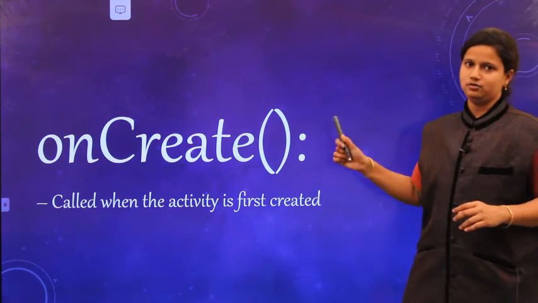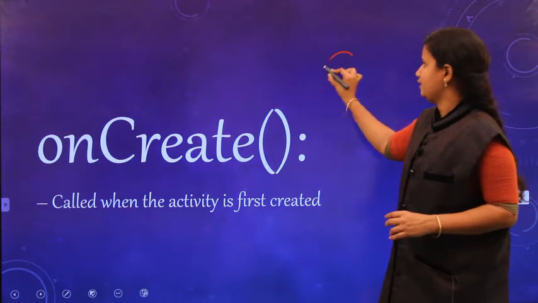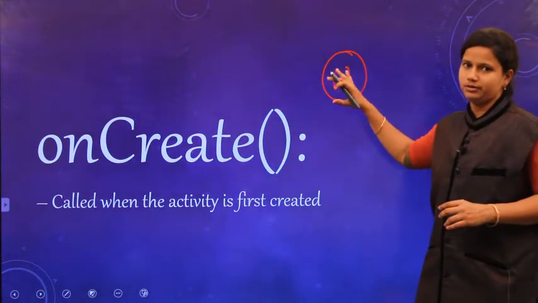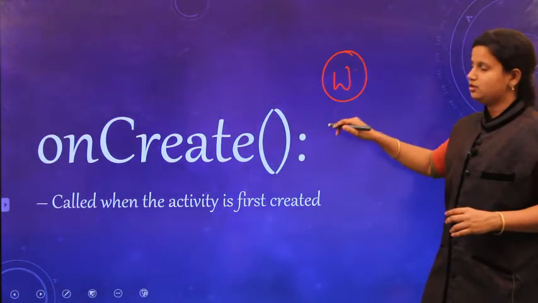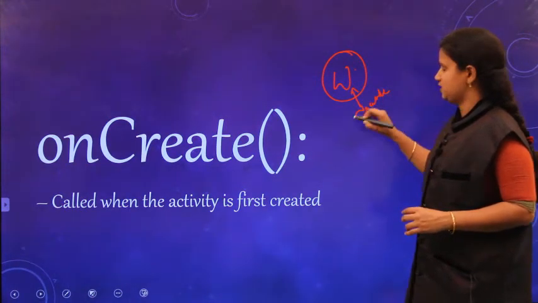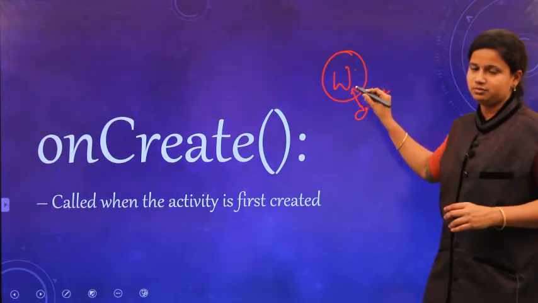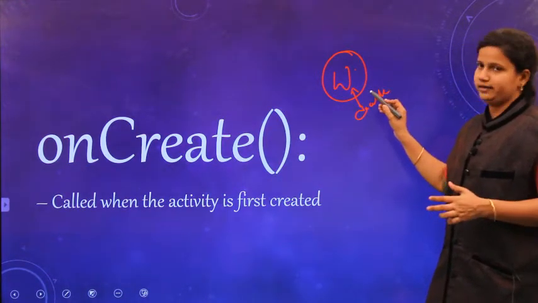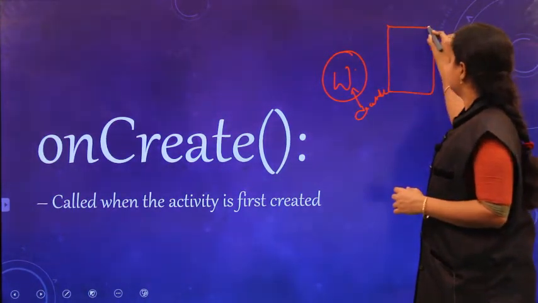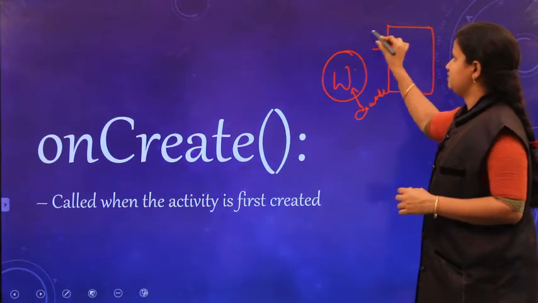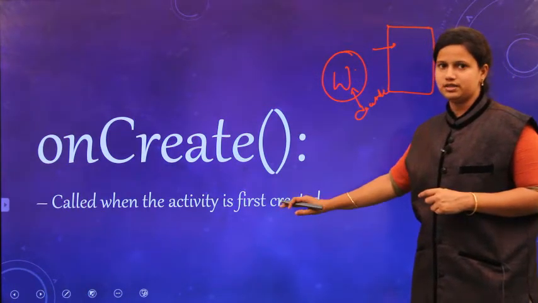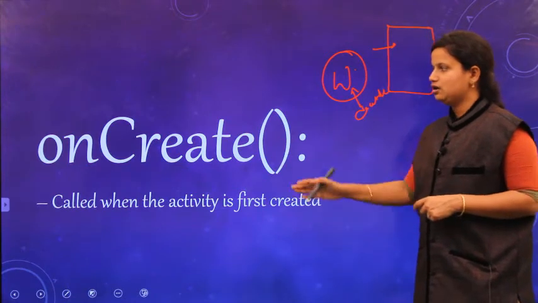onCreate can also be understood like this. You have an icon, for example the WhatsApp application icon, like this. Whenever you double click on that application, that means you are trying to open this application. That means the application is firstly created. At this situation your application is opened, and it will call the onCreate method. So whenever the activity is first created, it will call the onCreate method.